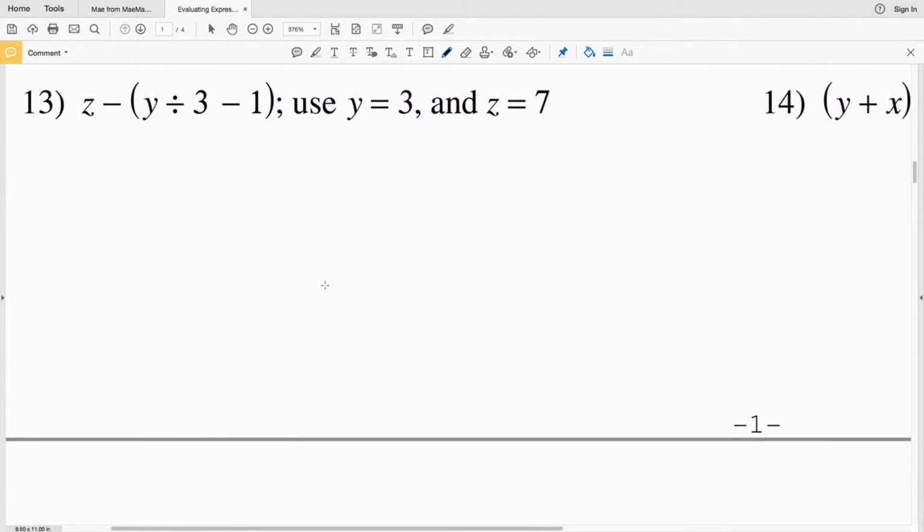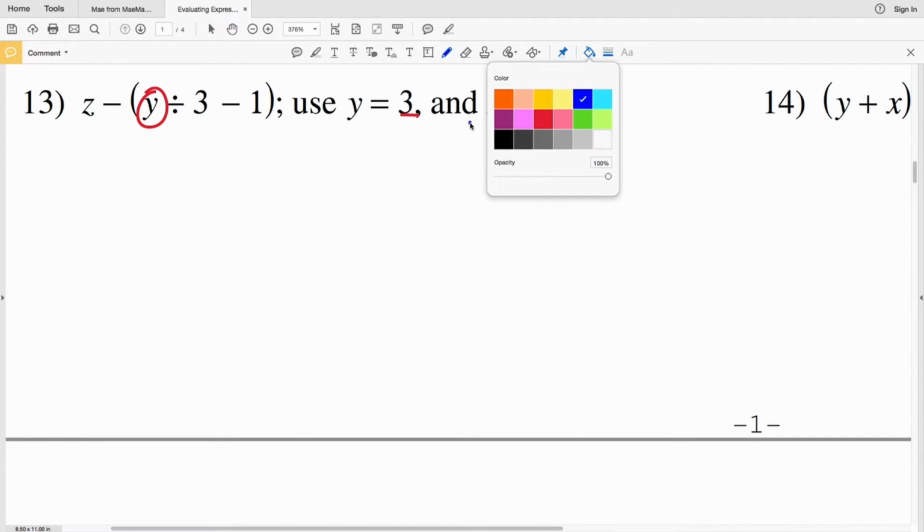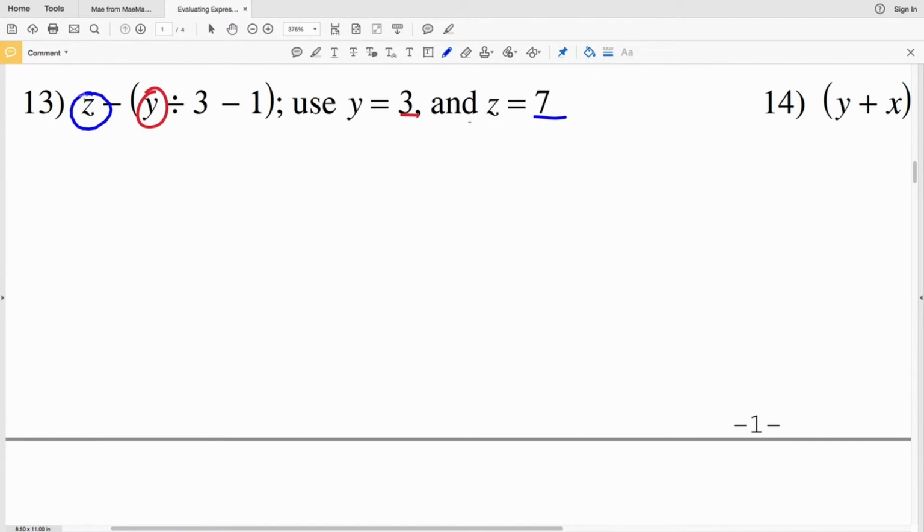Let's move on to 13. 13, we're going to be plugging in a y, and we're going to be plugging in a value for z. So that's 7 for z and 3 for y. So we're going to have 7 minus 3 divided by 3 minus 1. 3 divided by 3 is within the parentheses, and division comes before subtraction. So that's our first step.